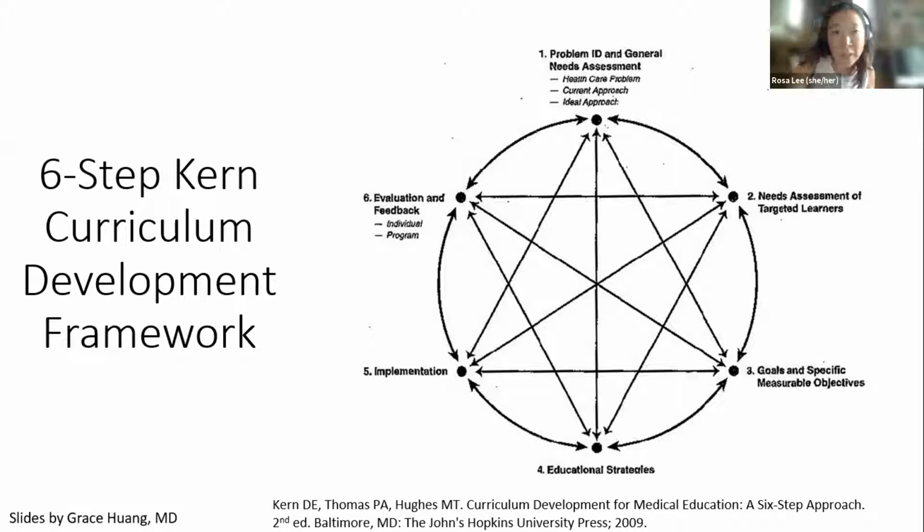The 6 steps are problem identification and a general needs assessment, followed by a targeted needs assessment of your learners. The next step is goals and specific measurable objectives, followed by developing your educational strategies. The 5th step is implementation, and then the 6th is evaluation and feedback. I'm racing through these on purpose because we're actually going to look at a slightly different modified version of this framework. So next slide, please.